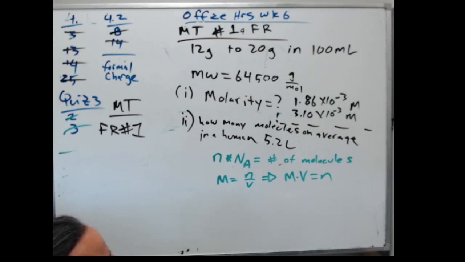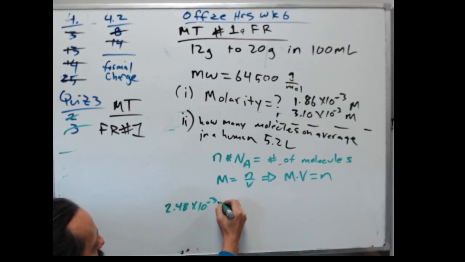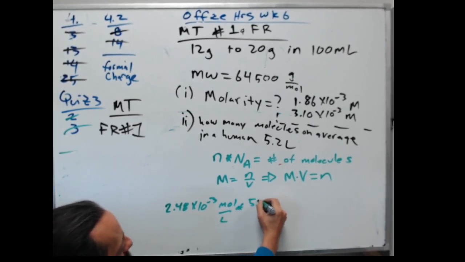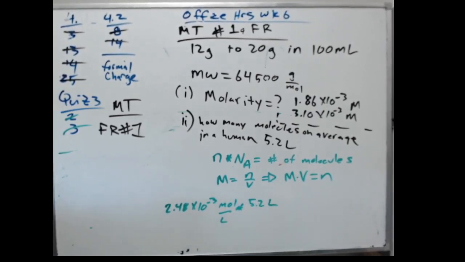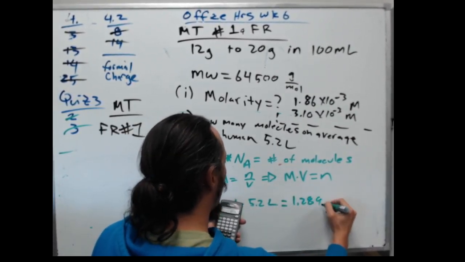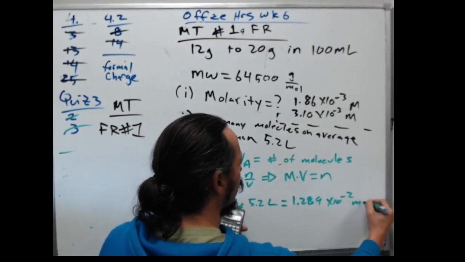So we have 2.48 times 10 to the minus 3. Our average is 2.48 times 10 to the minus 3 moles per liter, multiplied by the average human body volume of 5.2 liters of blood. That gets me 1.289 times 10 to the minus 2 moles.